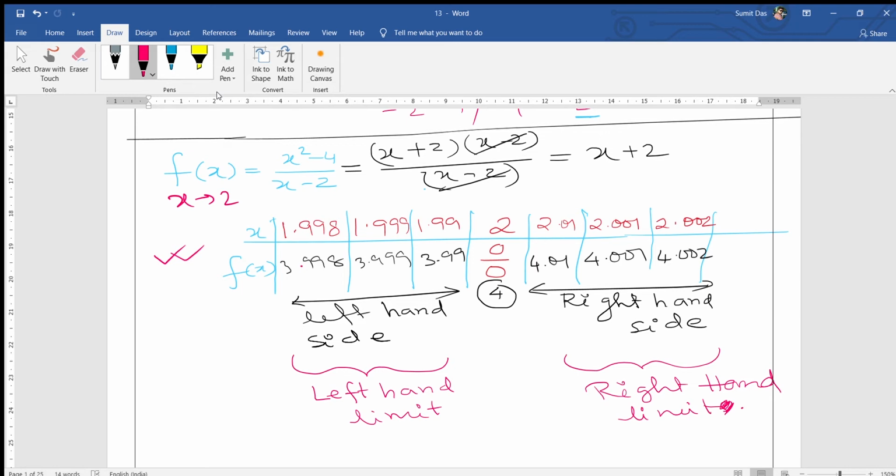And similarly, if you put values just greater than 2, like 2.01, 2.001, 2.002, you will see all the values are very near to 4. So we can say from the right side also, the value of f(x) is going towards 4.